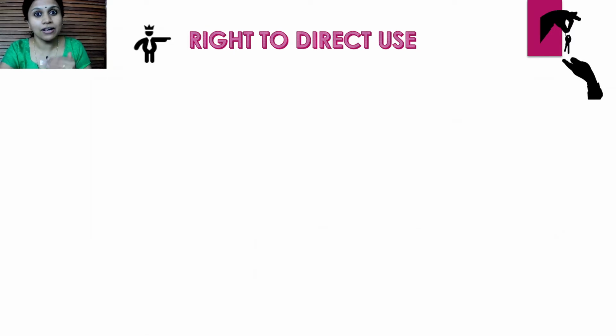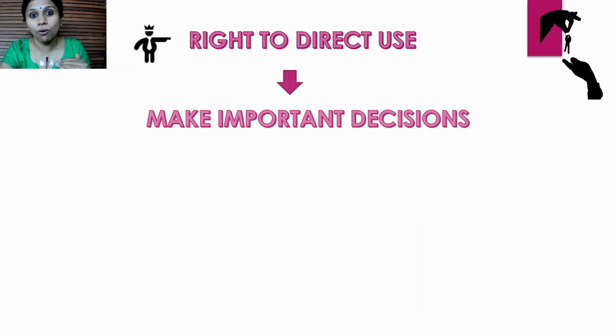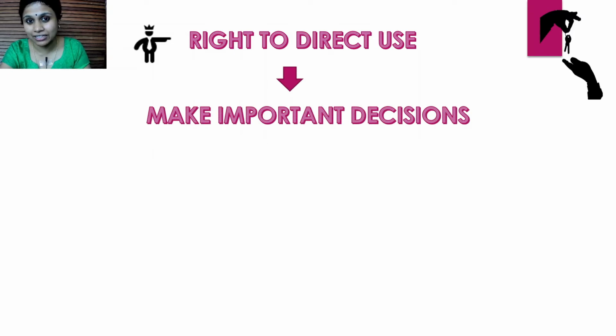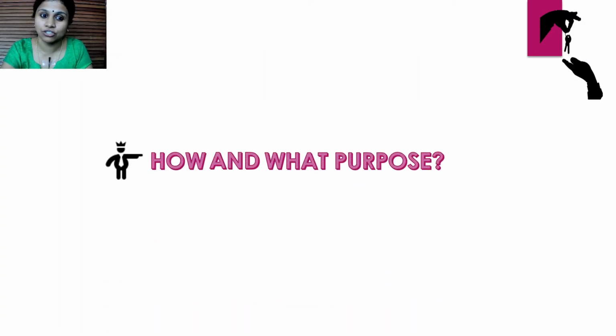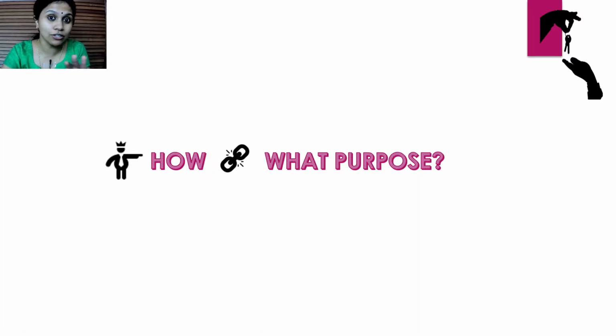As we said before, this is the right to make all important decisions relating to the use of the asset. As per the IFRS, the important decisions relating to the use of the asset relate to how and for what purpose the asset is to be used. Now, please note that how and for what purpose is a single concept. You do not need to split it.